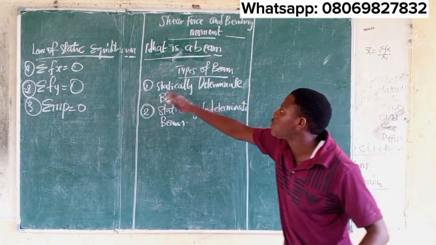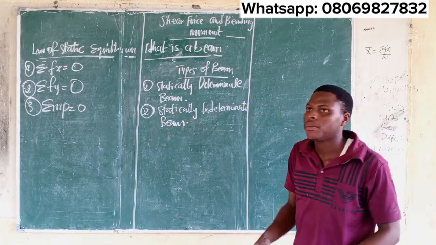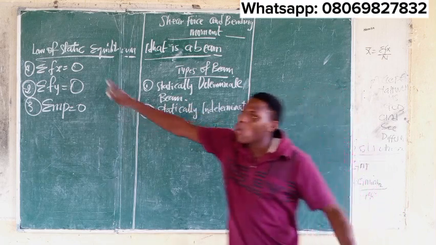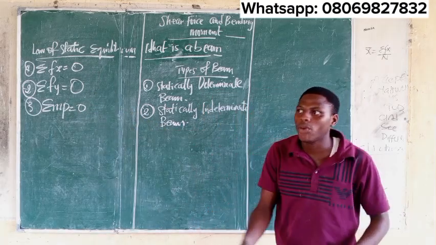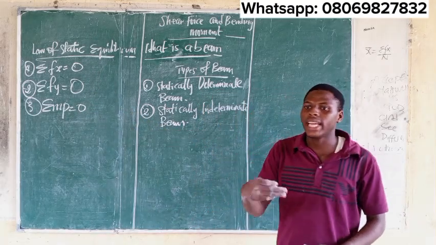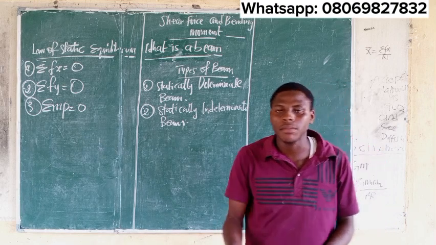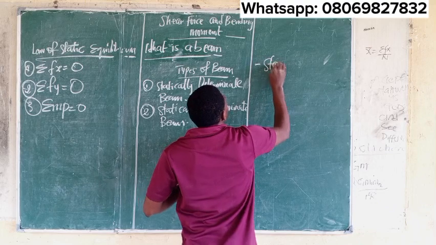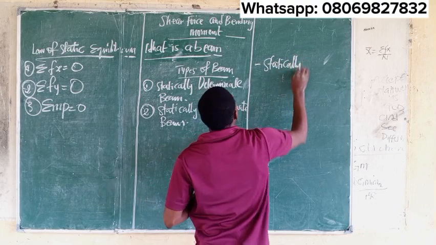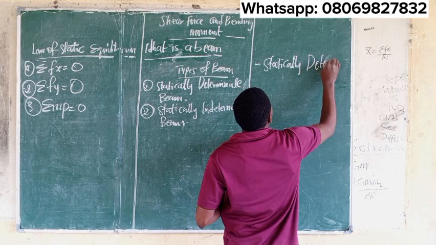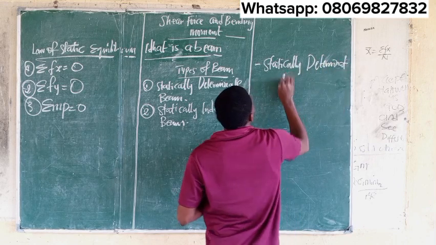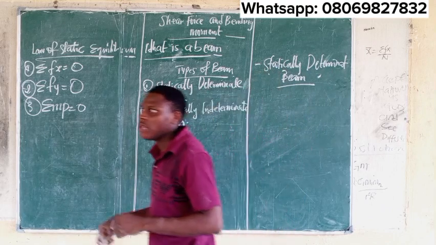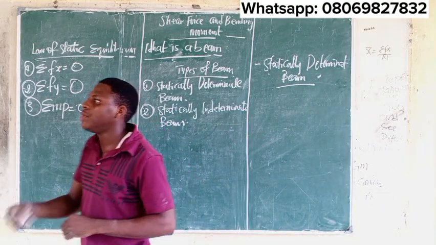Now let's talk about the first one, which is statically determinate beam. I told you the statically determinate beams are those beams that obey the law of static equilibrium. Now, what are these beams? Examples of the statically determinate beams. Basically, we have 4 statically determinate beams.